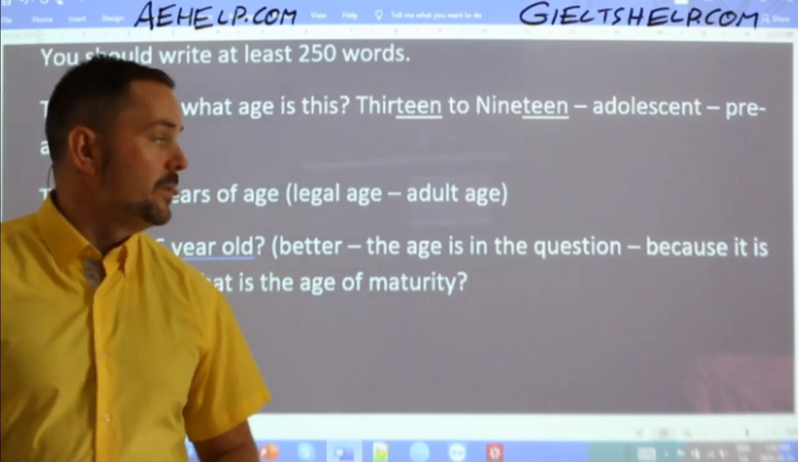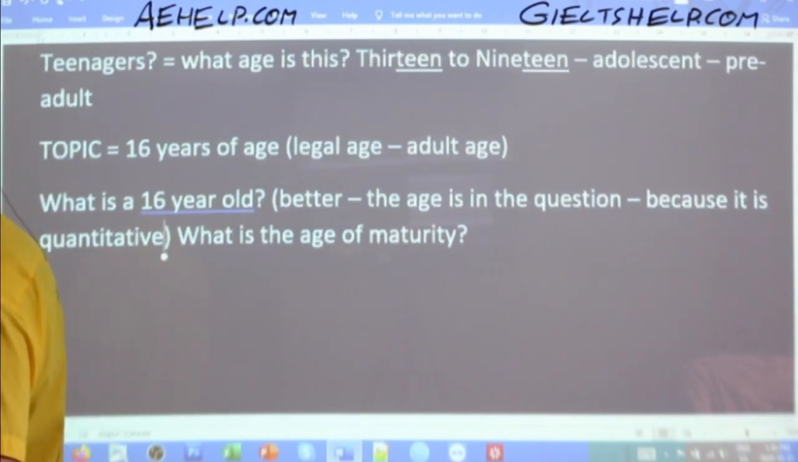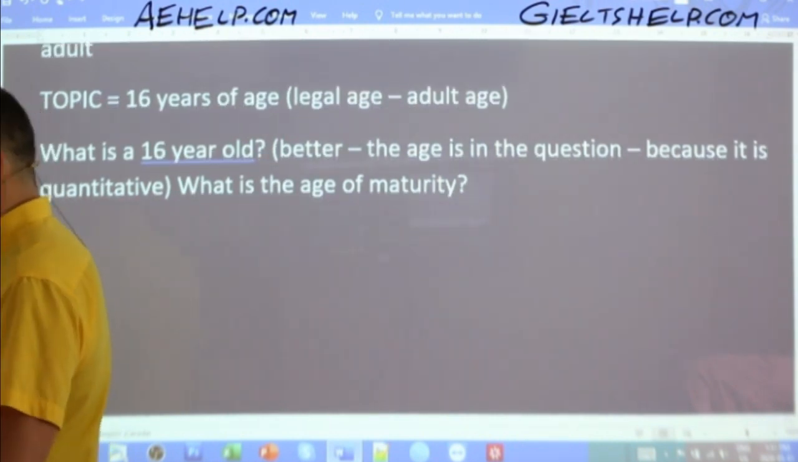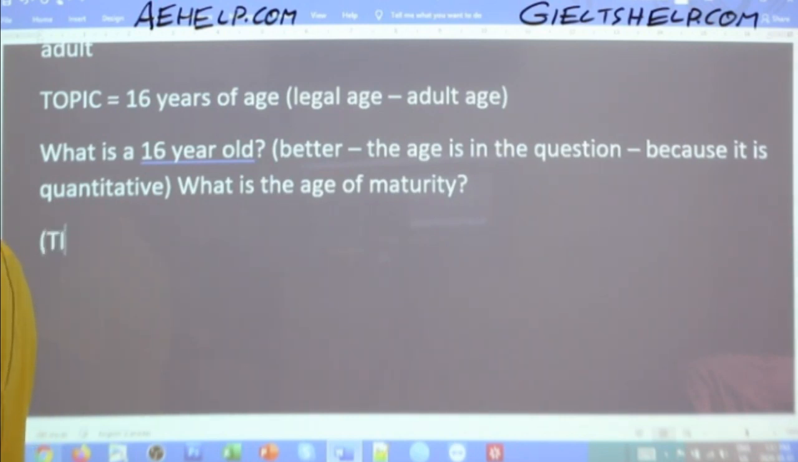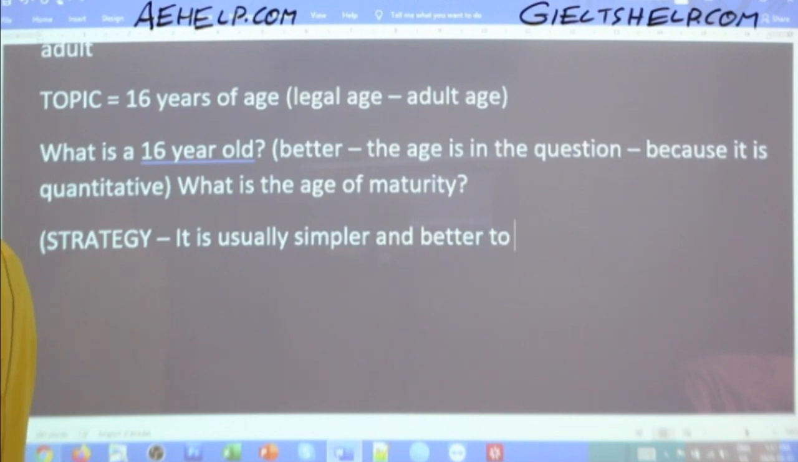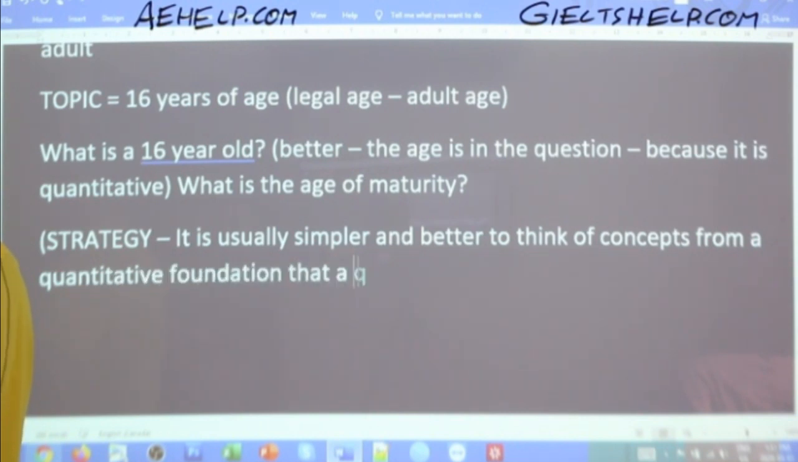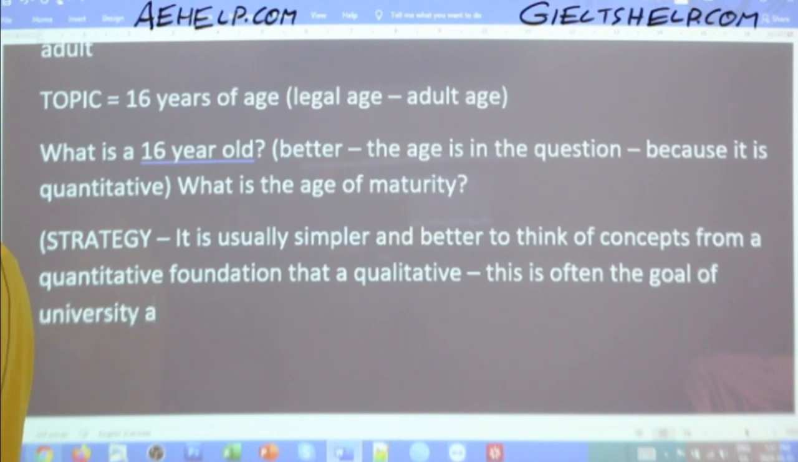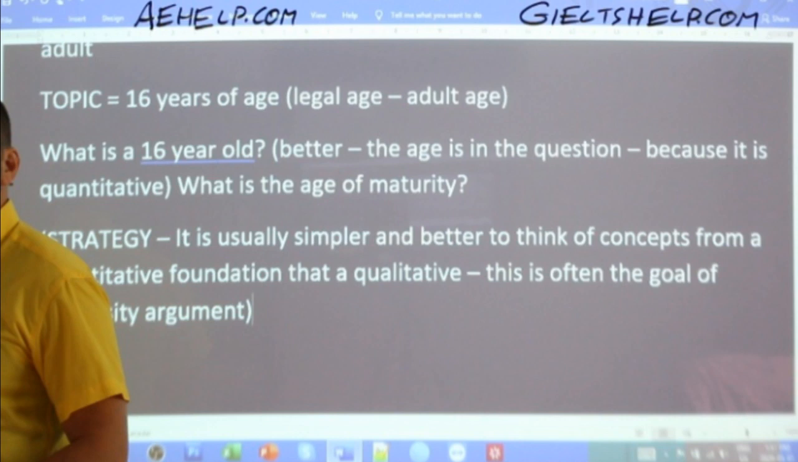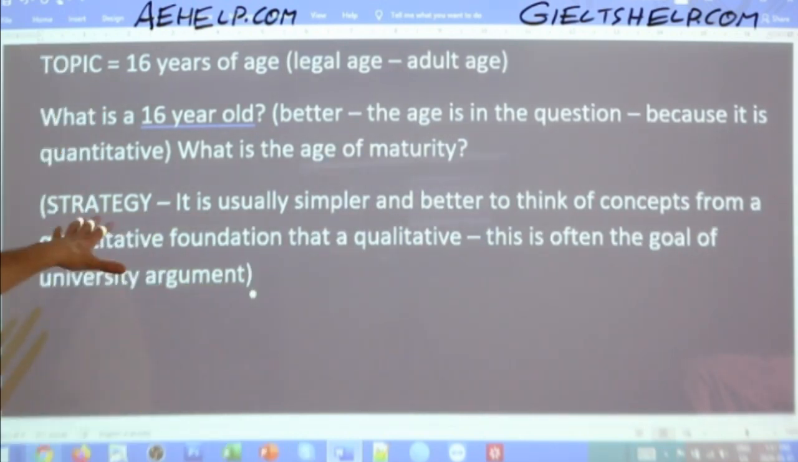because it's quantitative, right? So when you're planning your essays, this is a tip for the future. Whenever you're confronted with an essay question, you're planning your thesis, this is a tip, or should say a strategy. It is usually simpler and better to think of concepts from a quantitative foundation than a qualitative one. This is often the goal of university argument. Okay, does that make sense? So what I wrote here for this strategy, does it make sense?